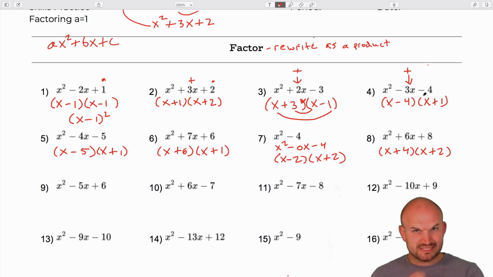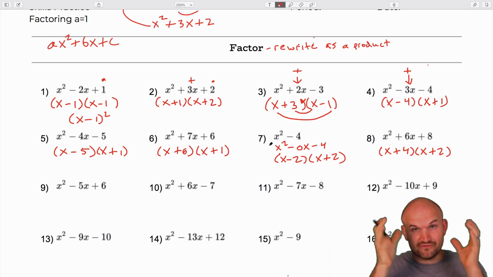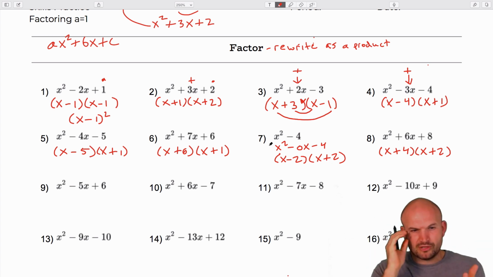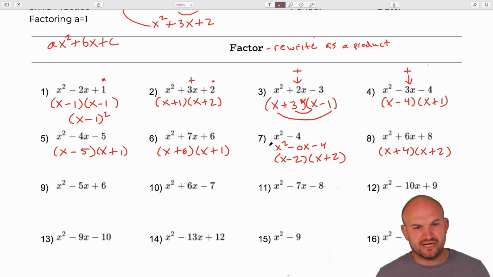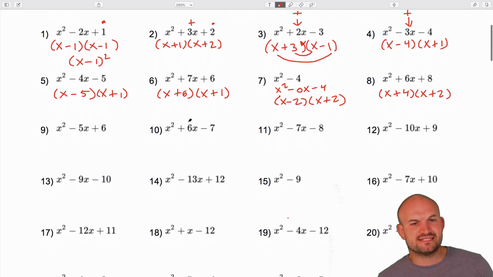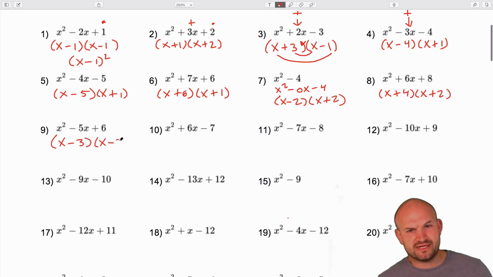If my last term is negative, notice how one factor is positive, one factor is negative. So in your brain, when you're doing these, you're actually trying to think of the difference. And that's what sometimes is hard for people to do in their brain, trying to do subtraction. However, this next example, the last term is positive, middle term's negative. That means my two factors are both going to be negative. To add to give me negative 5, that's going to be x minus 3 times x minus 2.